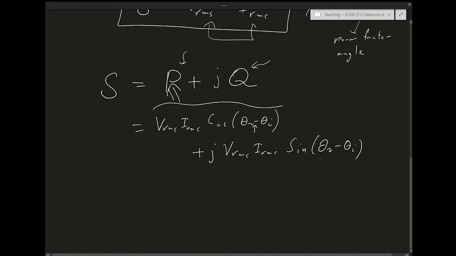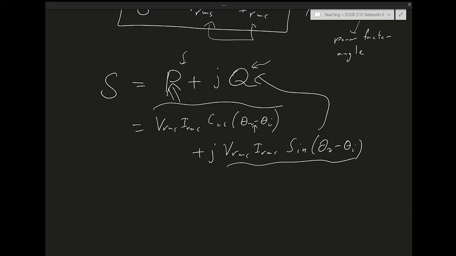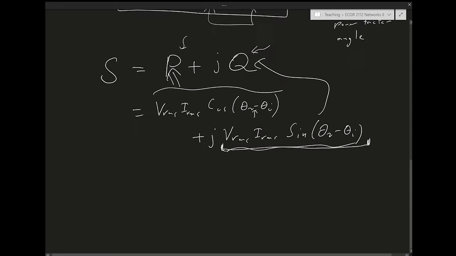So in this case, it's going to be VRMS IRMS sine of theta V minus theta I. Okay. Now this part is Q, right? So Q, we said, is called the reactive power. Okay. So it's another kind of power which we call the reactive power. We will discuss its significance and why we need to calculate it in a bit. But let's talk about units a bit.